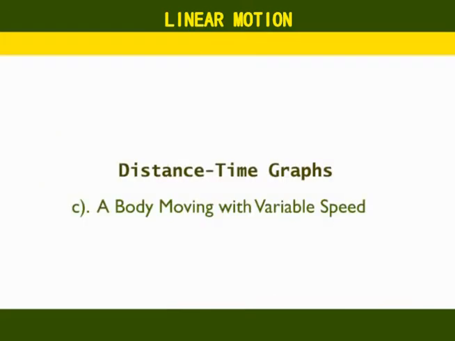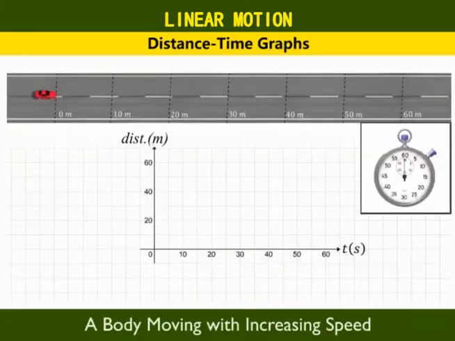Third case, a body moving with variable speed. It means the speed is either increasing or decreasing over time. When the speed increases, it means the body covers a given distance over a shorter period of time. For example, let us use our car.